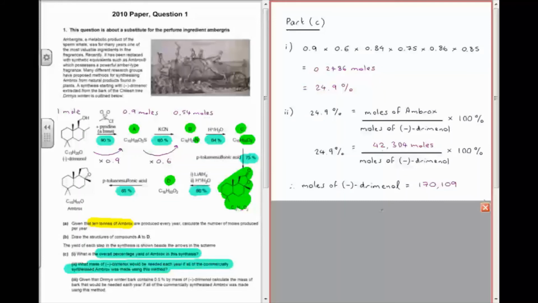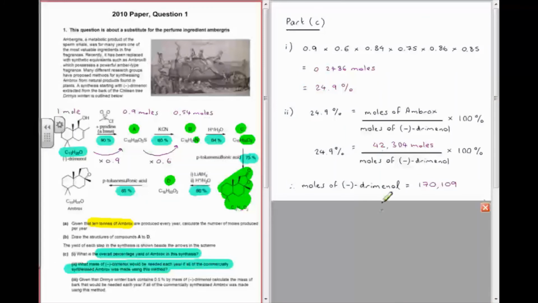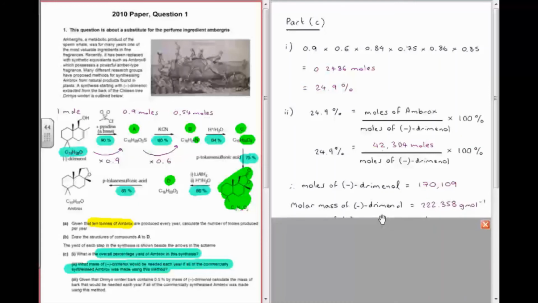The question, however, asks us to calculate a mass of minus driminol, and so the final step of the calculation has to be to convert this number of moles into a mass. We know the molecular formula of the minus driminol to be C15H26O. It's given in the question, and so we can calculate the molar mass of minus driminol to be 222.358 grams per mole.